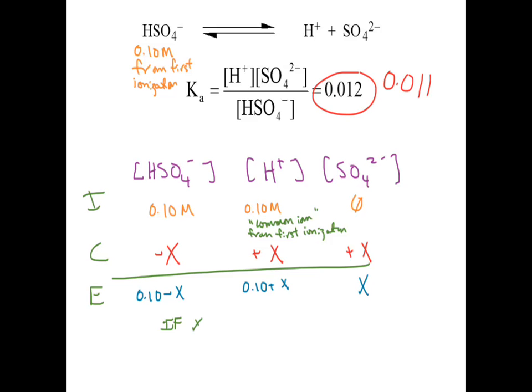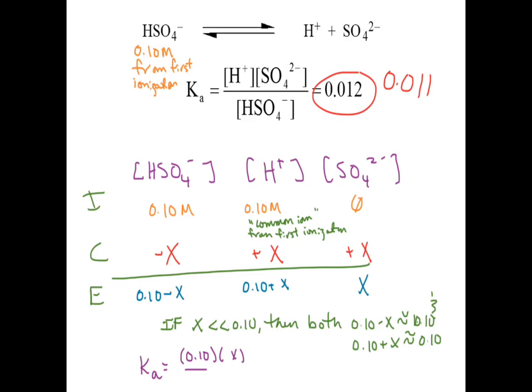So let's take a look at the simplifying assumption. If X is a lot smaller than our 0.1, then both of these things become 0.1. Isn't that cool? If x is very small, then 0.1 minus x is approximately equal to 0.10, and 0.10 plus x is approximately equal to 0.10. And if you think this is going to be an interesting thing when you plug it back into the Ka expression, it kind of is. I have one more build.